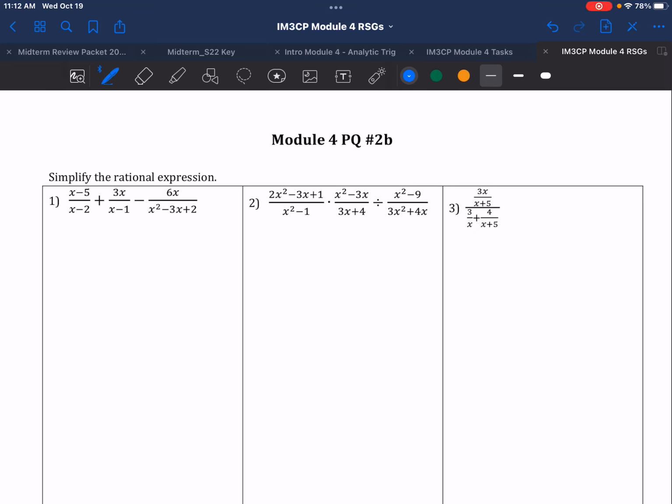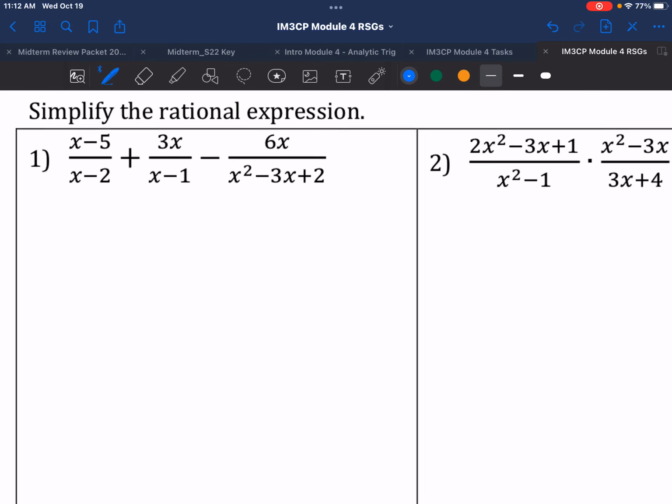This video is going to be covering problems 1, 2, and 3 from the Mod 4 Practice Quiz 2B. So let's solve these problems. In problem number 1, you're supposed to simplify the rational expression.